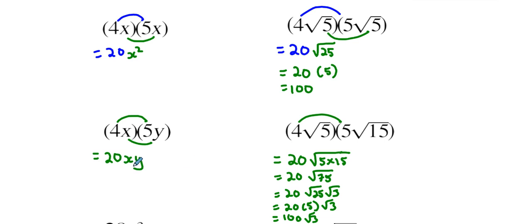So again, with algebra, until I know what x and y are, I can't do anything more. But here with radicals, I can multiply the radicals, look for ways to simplify the radical that's left by looking for perfect squares in the radicand and simplifying accordingly.